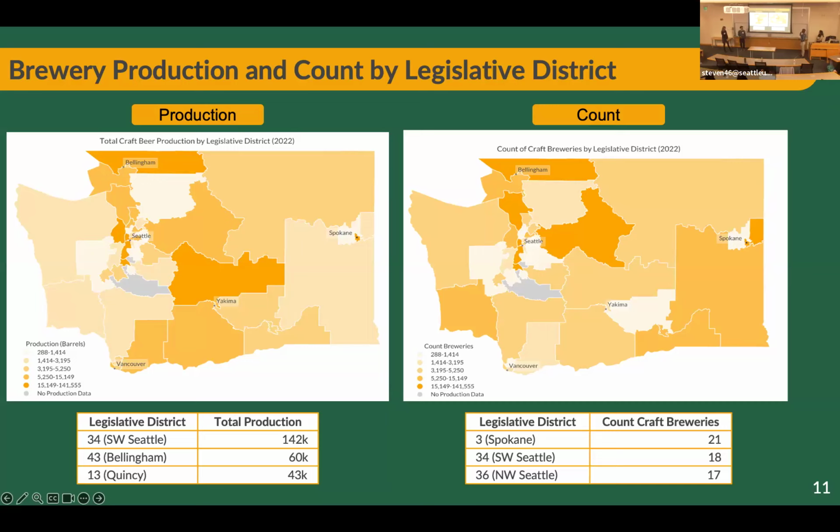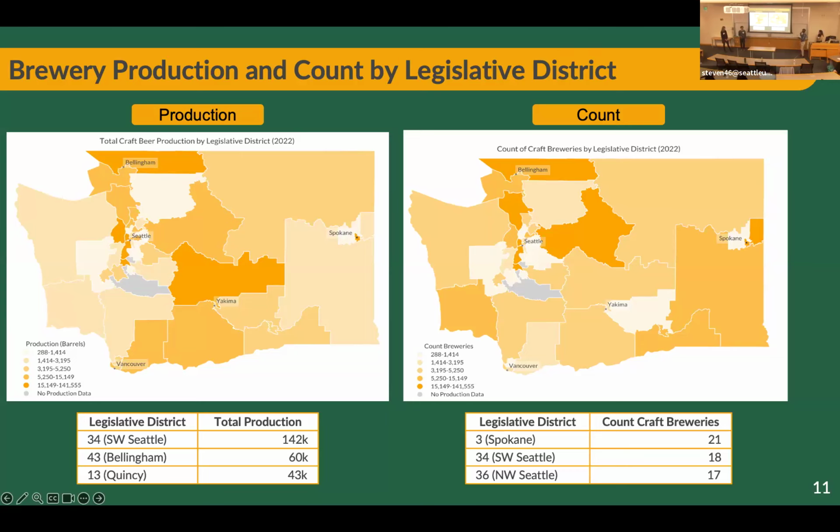Again, matching the production by legislative district, we see that legislative district 34, which covers Southwest Seattle, is also among the top 3. When we put these two measures together, the market is a bit clearer: there are some legislative districts that have a few large breweries, and some that have many small breweries, which highlights the dynamic of the region. And this made us curious about the overall location of breweries across the state.